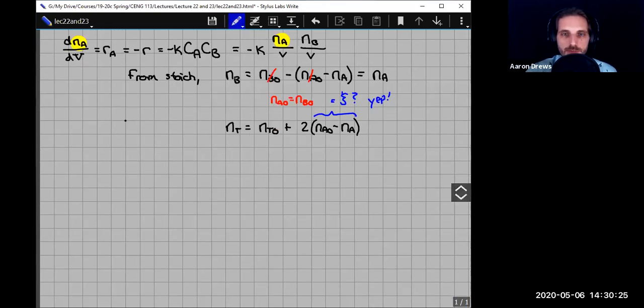So if we substitute these back into our material balance, we'll have dNa/dV. Remember, the V in our material balance is always the volume V. That's never going to be the volumetric flow rate. We'll have a constant term that sits out front. So that'll be k and T0 squared divided by V0.